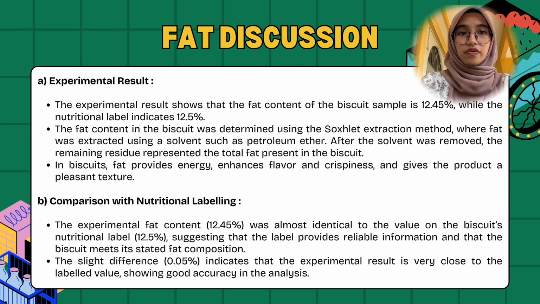Now, for the fat analysis, the experimental result showed a fat content of 12.45% compared to 12.5% on the nutritional label. The determination was done using the Soxhlet extraction method, where fat was extracted from the biscuit using a solvent such as petroleum ether. The residue left after the solvent was removed represented the total fat content.